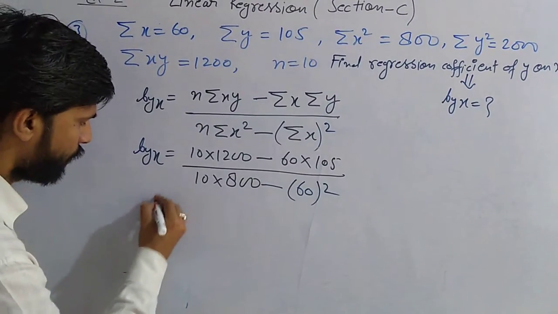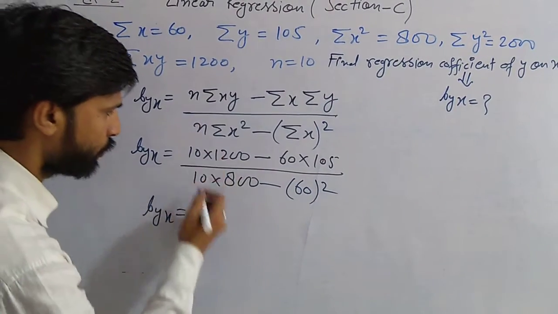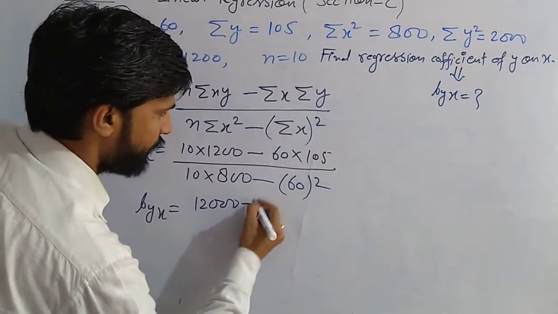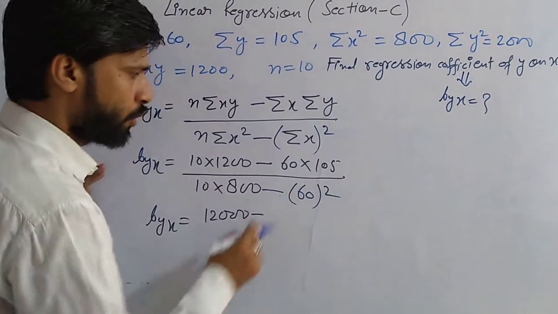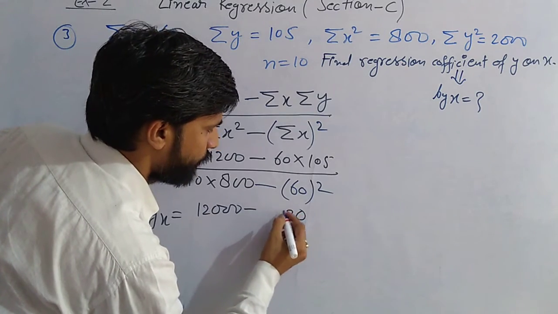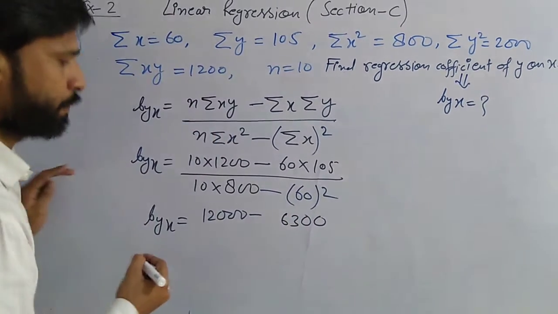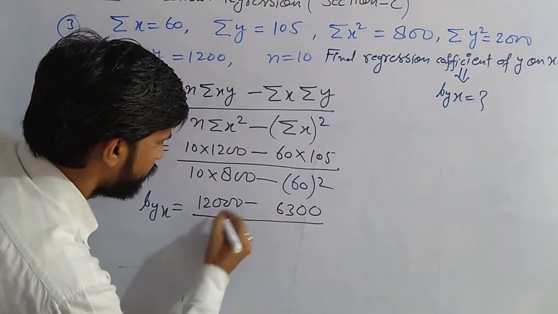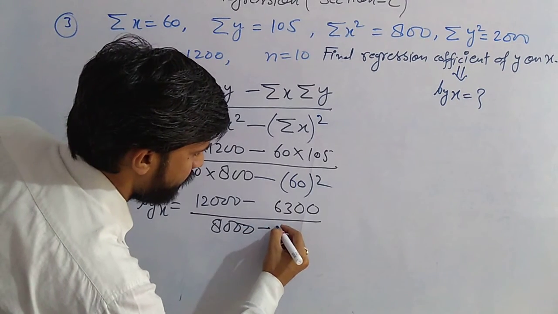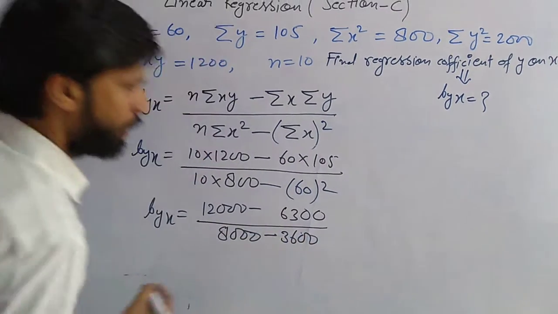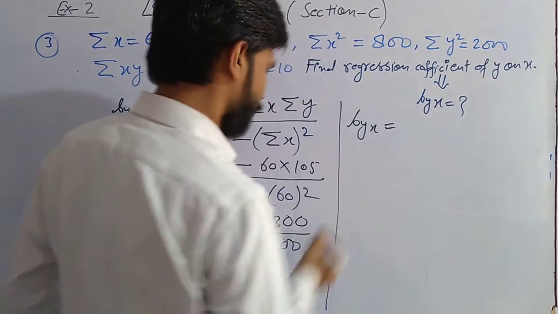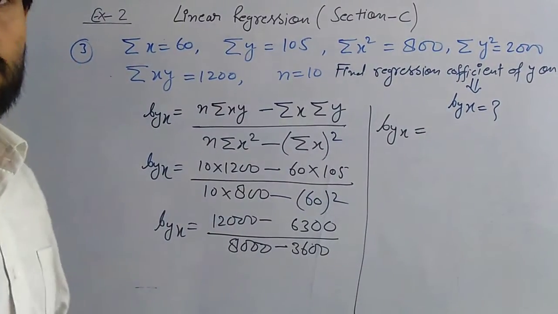Now Byx is equal to 1200 multiplied by 10, which gives 12,000, minus 60 into 105, which gives 6,300, upon 8,000 minus 3,600. Then we get Byx is equal to 12,000 minus 6,300.